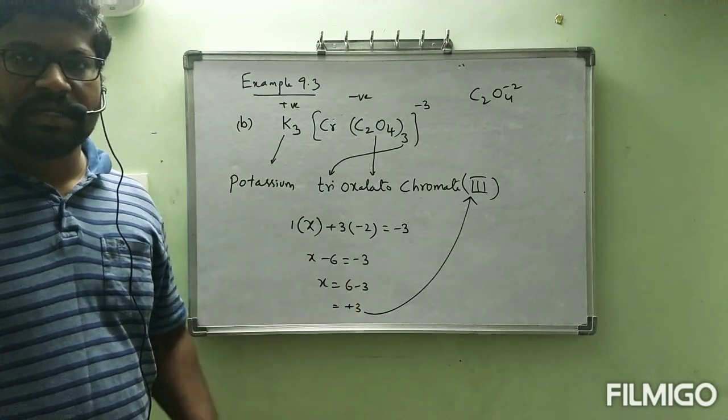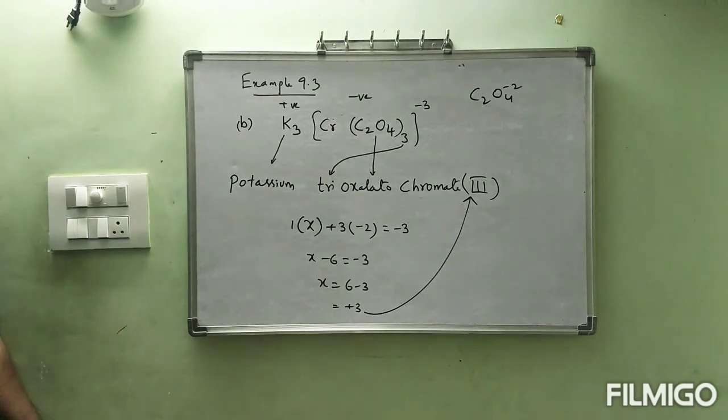That is about today's class. I hope you are clear about this: how to write the name if they give the formula, and how to write the formula if they give the name. Everything is explained clearly today. One more time, observe the example explained on the board, K3Cr(C2O4)3. Everything I represented with arrow marks. Please go through that carefully.